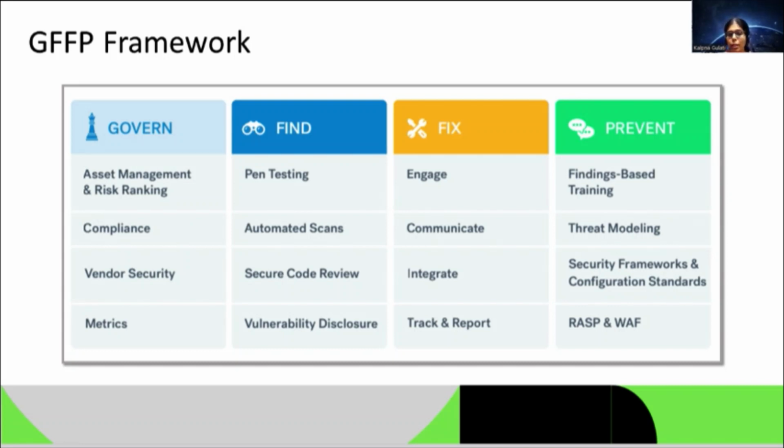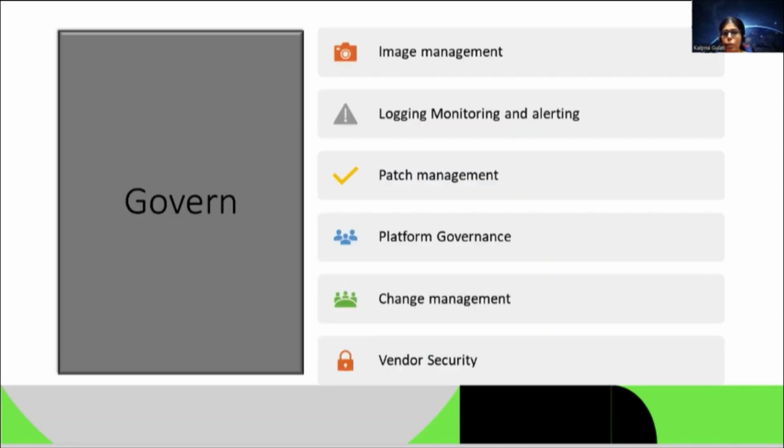Right? So this is the high level of the GFFP framework, which allows me to govern, to find, to fix, and to prevent. If we follow these four, it is very likely that I'll be in a situation where I can manage anything that comes up because of the dark web or because of the threat vectors that are all around the world, and protect my platforms.